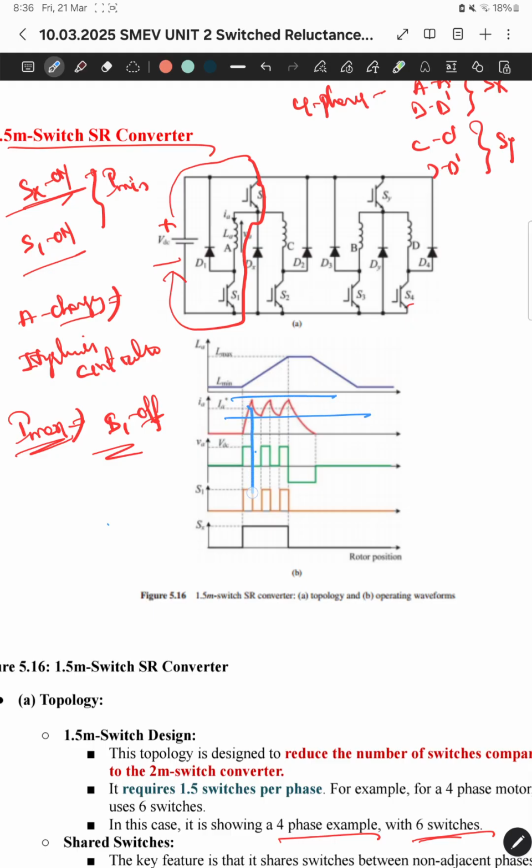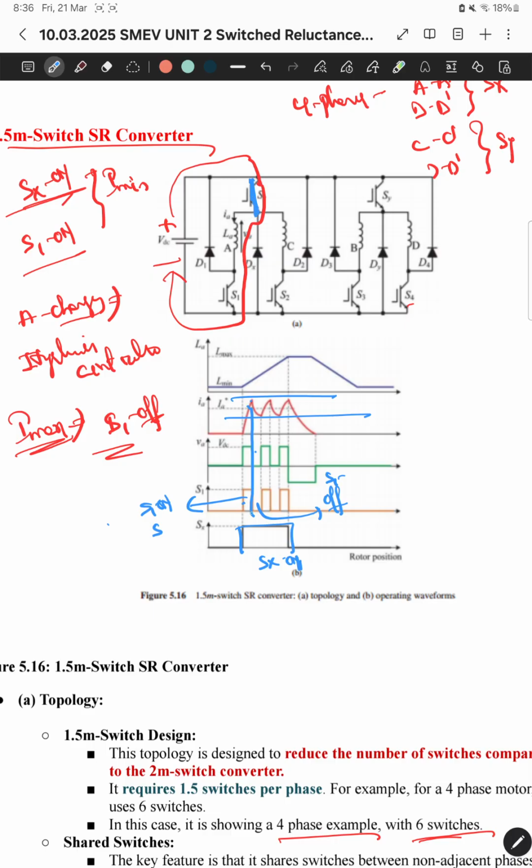Till this point, S1 is on. When the current reaches the maximum value, what is happening here? S1 will be off. And you can see that throughout the operation, Sx is on. That means during the on period as well as the off period, Sx will be on. I can conclude that this Sx will be continuously on.